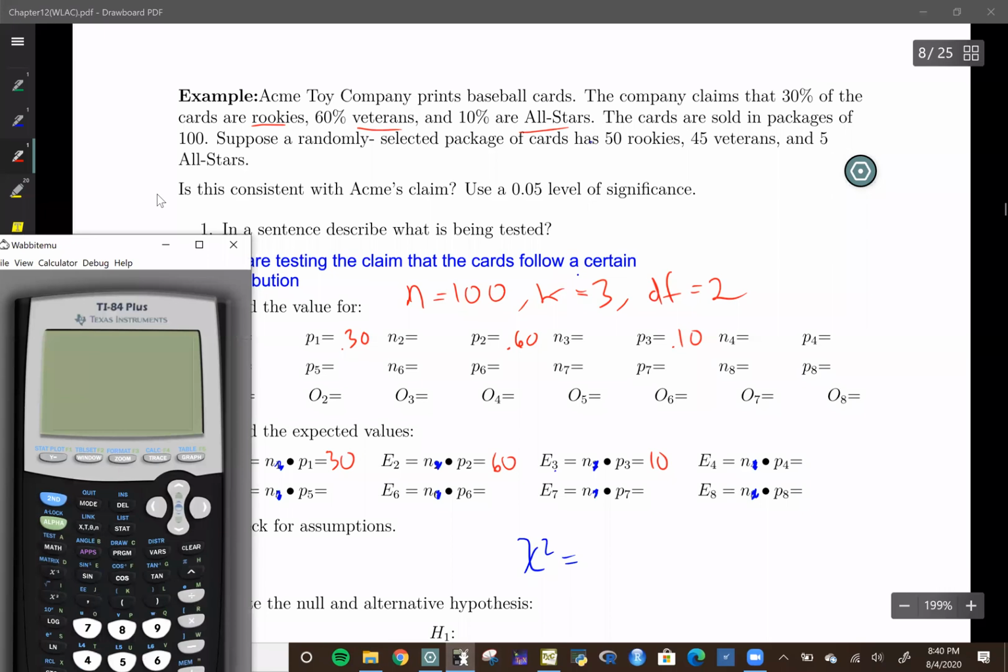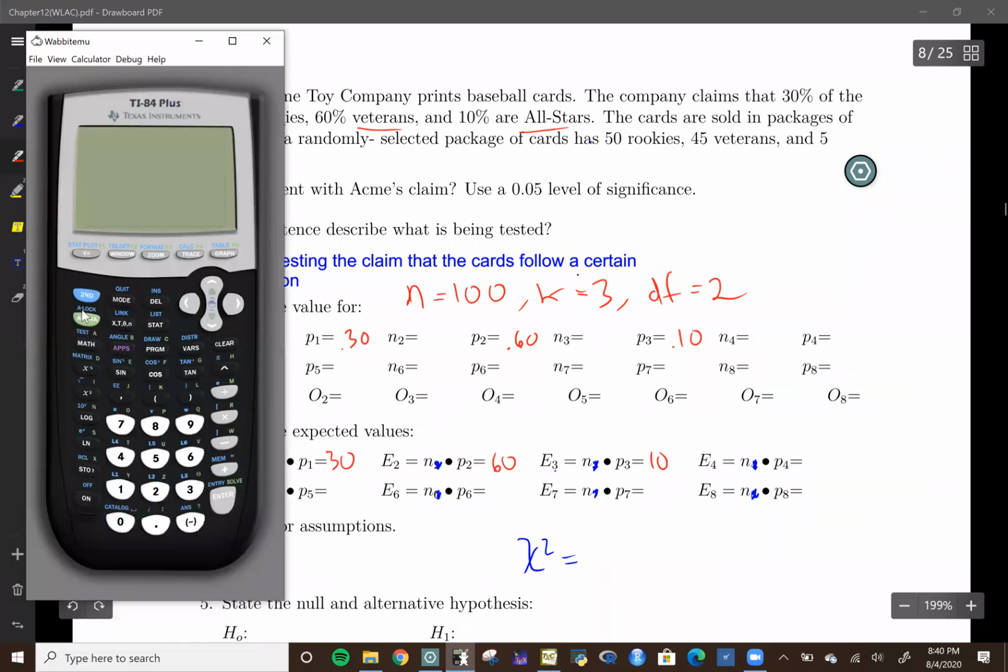All right, so now I'm going to go to my TI-84. On the TI-84, we're going to go to stats, then edit. I'm going to clear this list, and clear this other list over here. For L1, we put how many cards were observed. The observed was 50 rookie, 45 veteran, and 5 all-star.